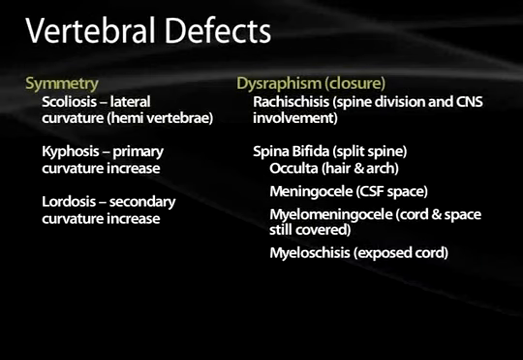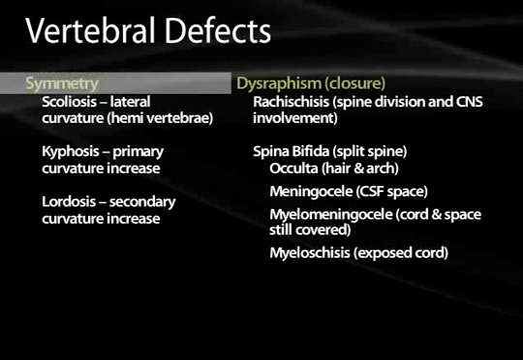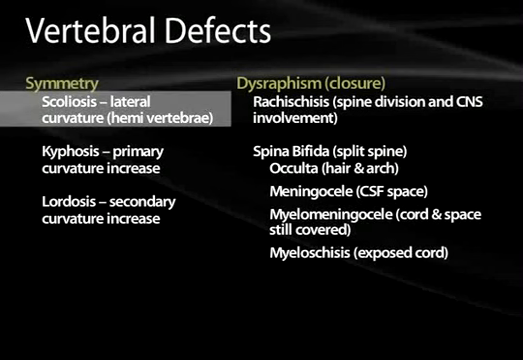Okay, we've talked about some of the embryonic things, and we've talked about some of the rotational things. As a summary, let's pull together a few things that we've learned about vertebral defects. First of all, there's symmetry to these things. Oftentimes the scoliosis will change the symmetry so that there'll be a lateral curvature. Sometimes that's because of the development of an extra vertebra.